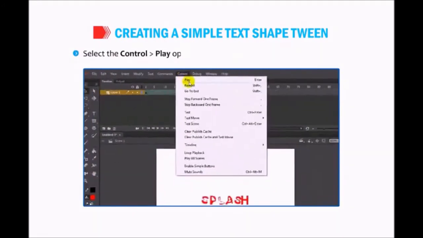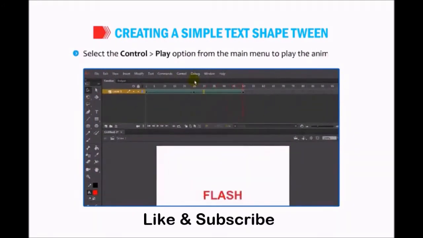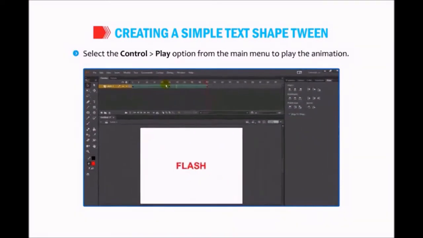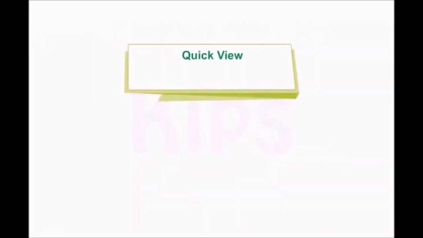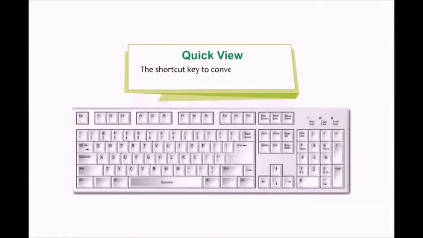Select the control, then go to Play option from the main menu to play the animation. Students also note that the shortcut key to convert an object to symbol is F8.